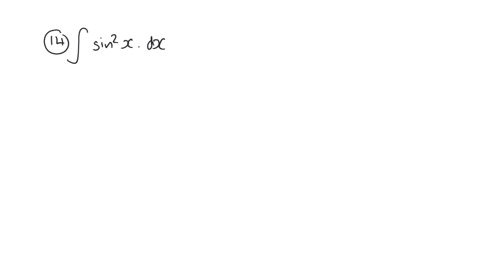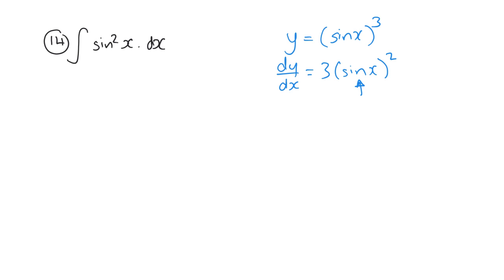Okay, so number 14 then. So we're integrating sine squared x dx. So it's similar to the last ones where it's got a squared, and we'll go on to do ones with cubes and all the rest. But we can't do this as y equals sine x cubed, because what happens whenever we differentiate that, it's starting to look okay, but then we'll have to differentiate this sine x and we're going to get cos. So that won't work for us.